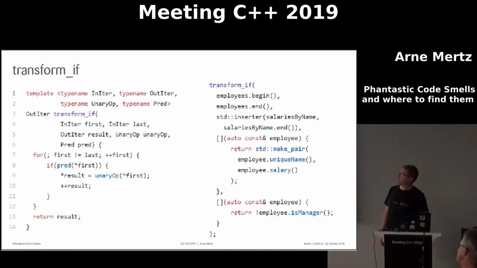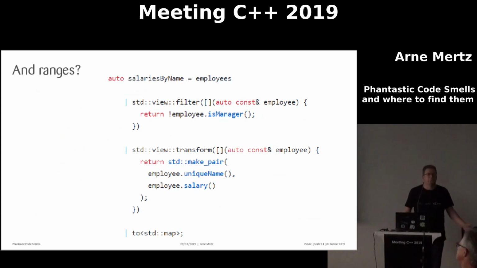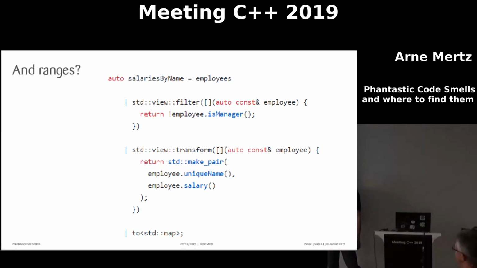What about ranges? Maybe a bit more readable, but still, we have to do these lambdas that create the pairs instead of just using emplace on the map. So I would guess I would still prefer the raw loop in this case.